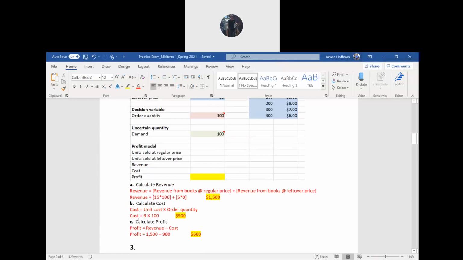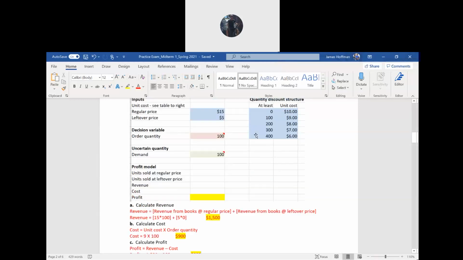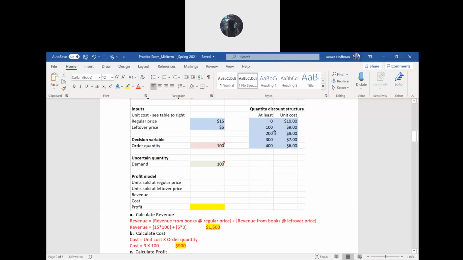So part C is pretty simple once you get part A and B, but make sure you get how to determine how many books are sold at regular price versus leftover price based on order quantity versus demand, and also looking at the chart and what unit cost to charge based on the order quantity. So you've got to look at the chart here, and compare quantity versus demand to get how many books were sold at regular price and how many books were sold at leftover price.